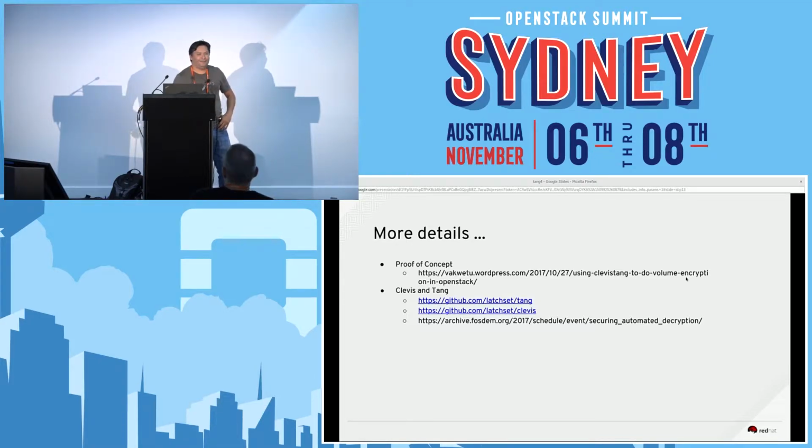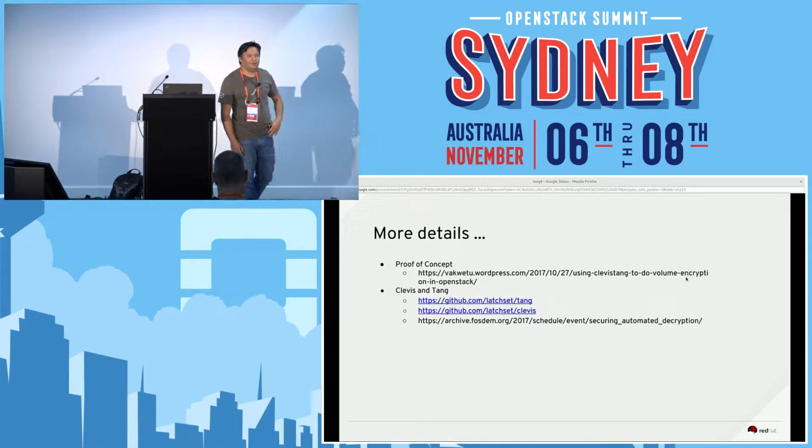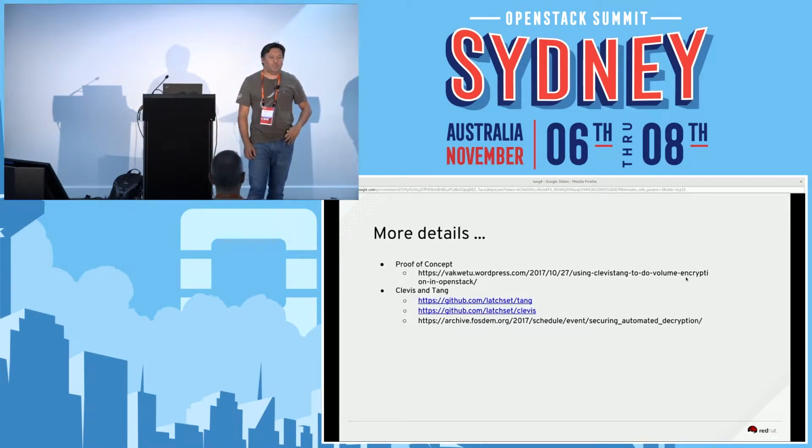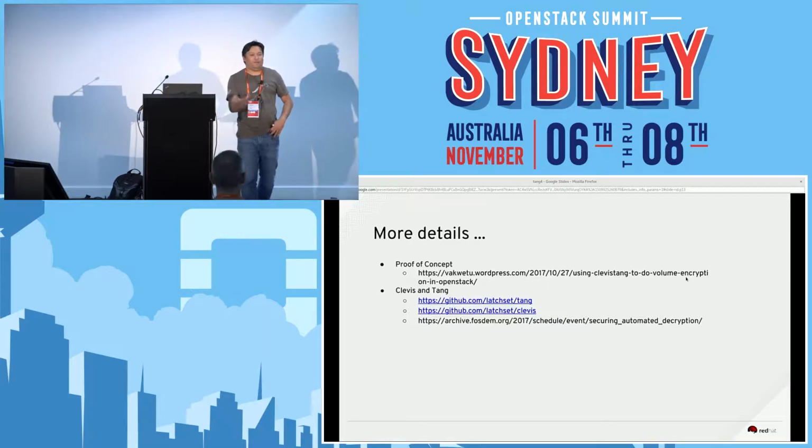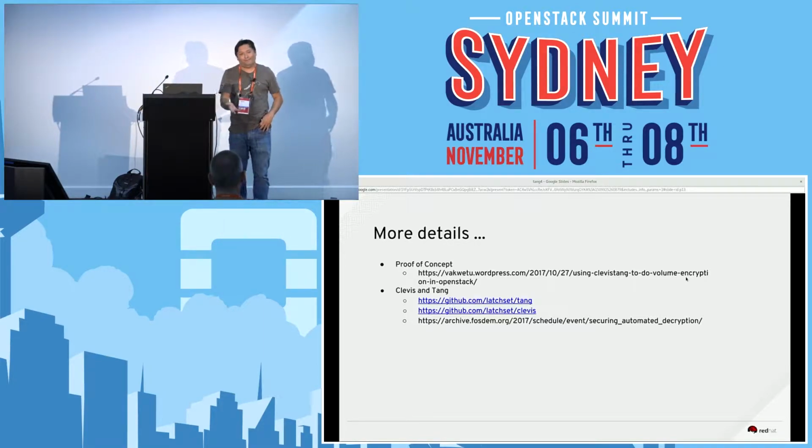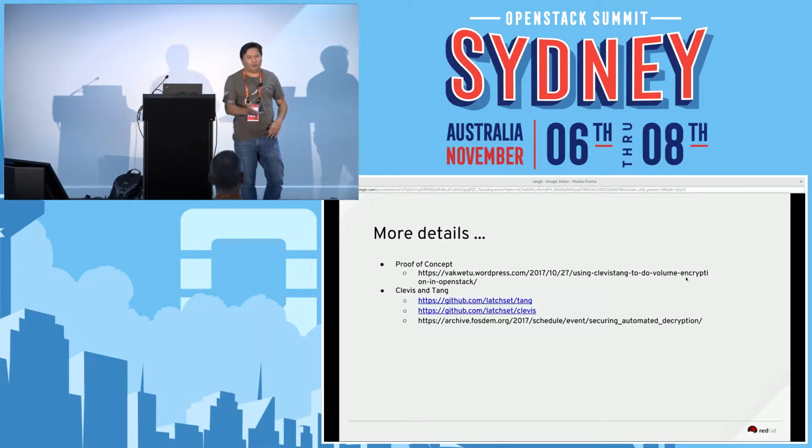Does the Tang system have to be outside of OpenStack? It does not have to be outside of OpenStack. It could be in OpenStack. If you did it outside, then you'd bring your own key. If you didn't, you could put it on a VM in your local system and use that. That would be a simple way of doing volume encryption, all within OpenStack.